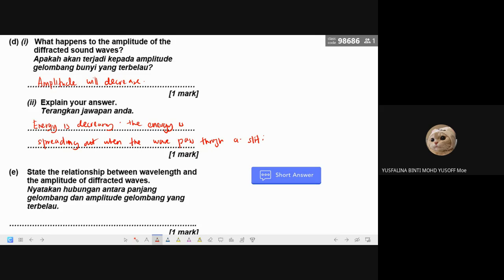Okay, and then you have to state the relationship. So remember, there are two factors that affect the diffraction. The first one is the size of the slit. Smaller size of the slit will increase the effect of the diffraction. And the second one is the wavelength. If you use the higher wavelength, the diffraction of the wave also will be increasing. Okay, so that's the answer.